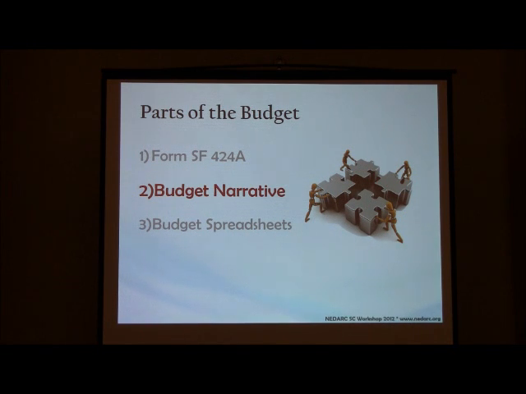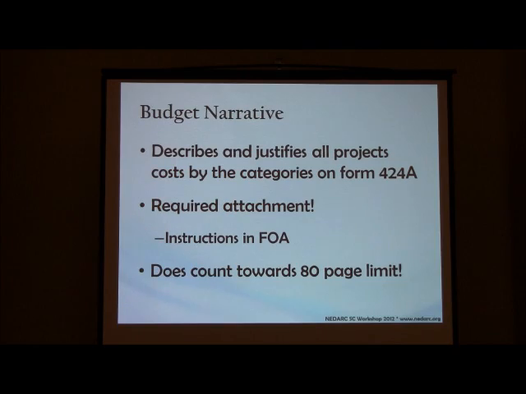Part 2, the budget narrative. This is a required piece of the budget, and it describes and justifies all project costs by the categories on that 424 form, and also that are in the FOA. It is required. It does count towards the 80-page limit.